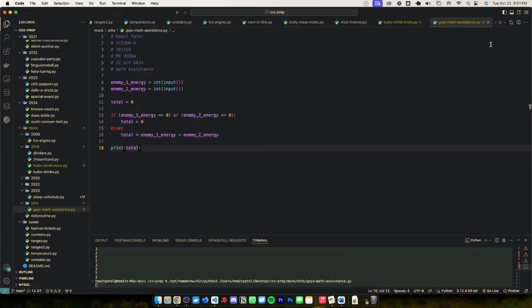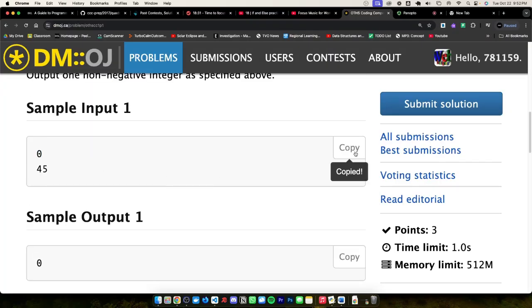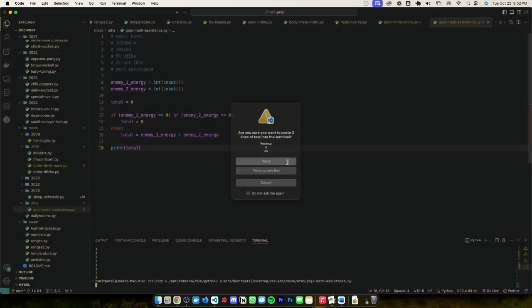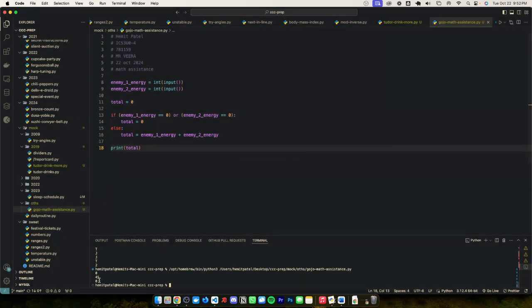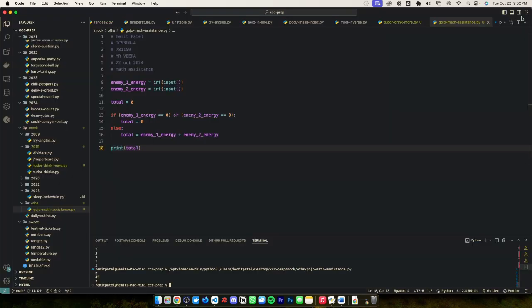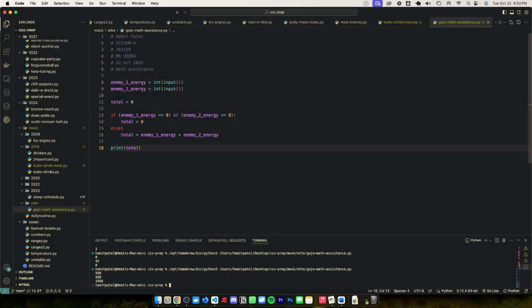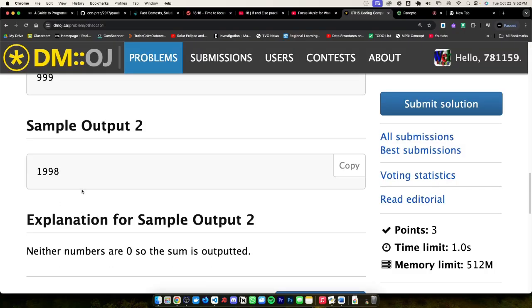So if I go ahead and run this now, and we take our sample input here of 0 and 45, let's see what we get. Let's paste this, and you can see that we do get the correct output of 0. Let's try this out too, which is another test case. Again, paste, and you can see that that also is correct.